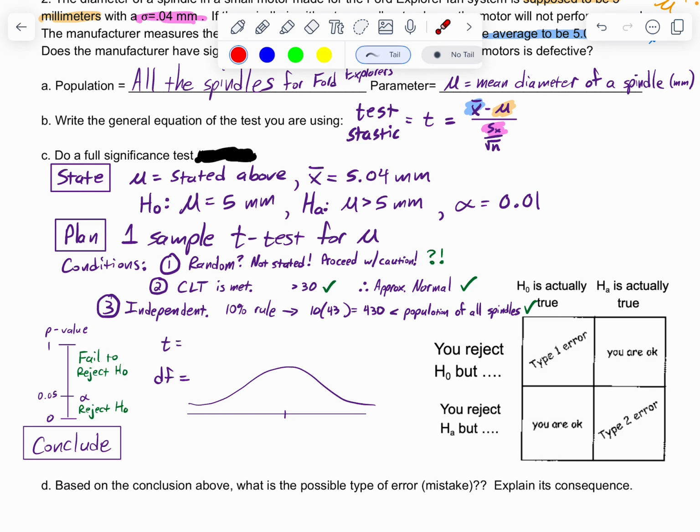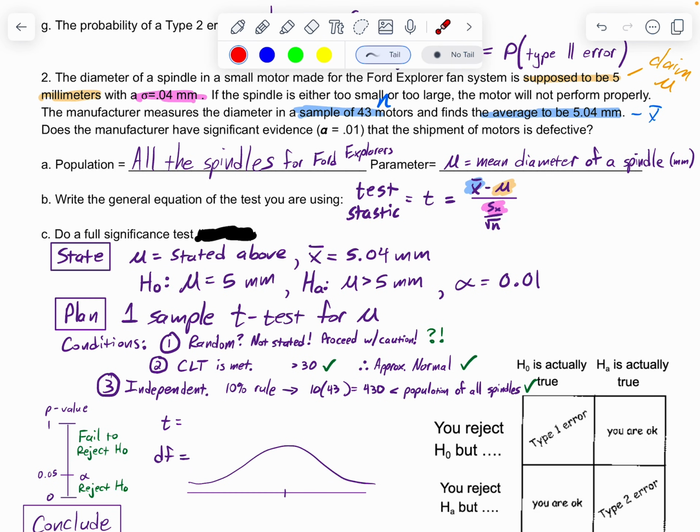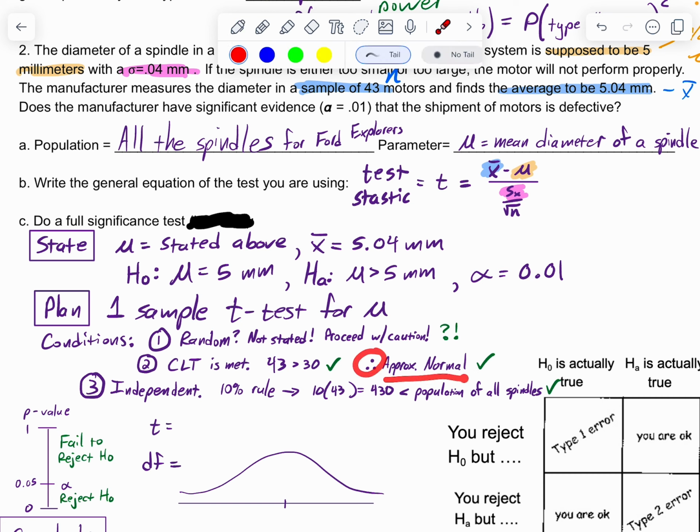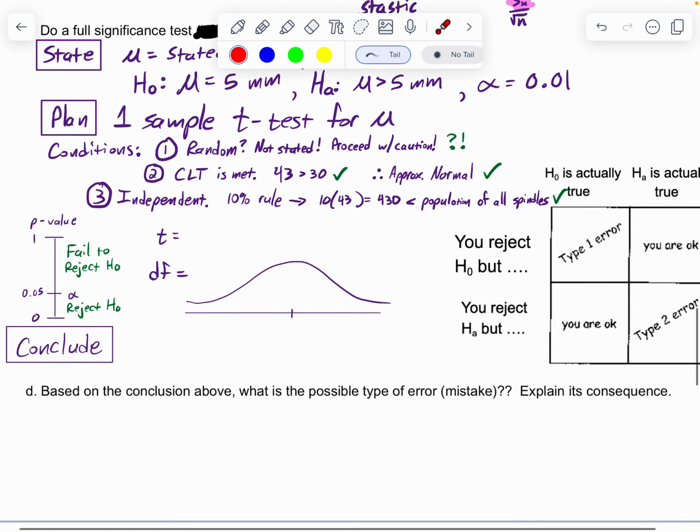Name the test. Random. This was like the one before. It did not say random, so we'll proceed with caution. CLT, I think we're going to get there. The sample size was 43, which is big enough, so it's approximately normal. Independent. Take your 43, multiply it by 10, you get 430. They have made millions of spindles, so that is way less than the population. So it's okay. I've got independence.